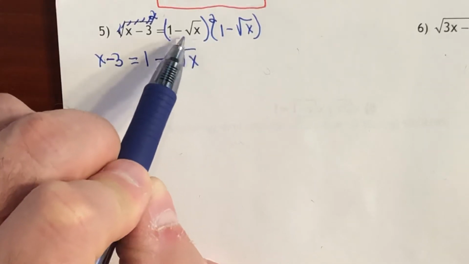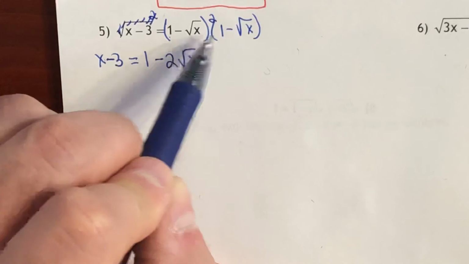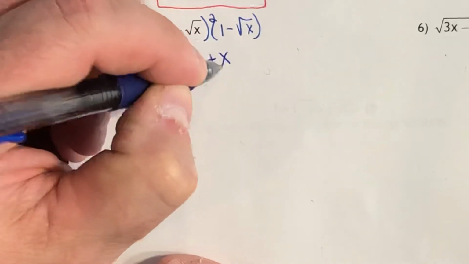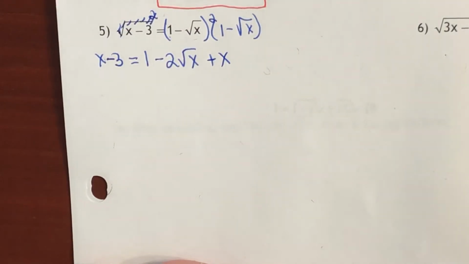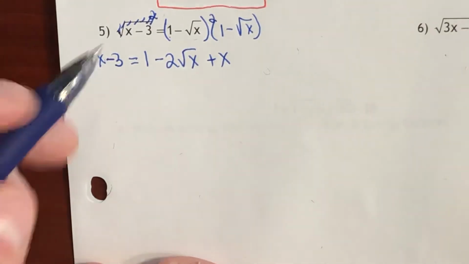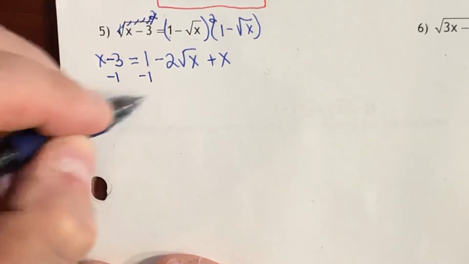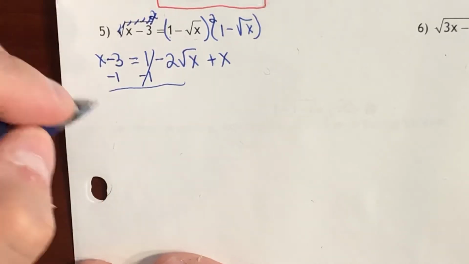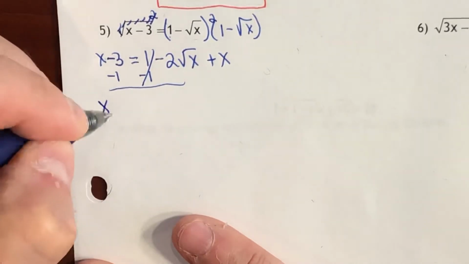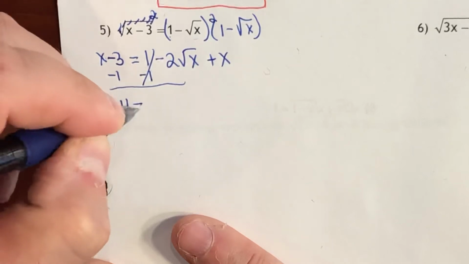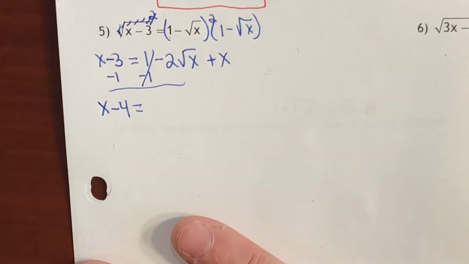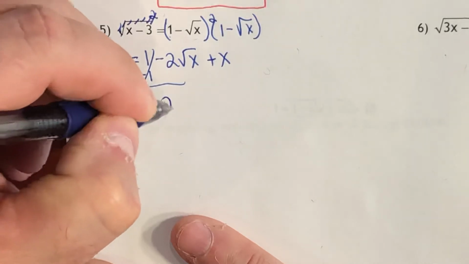All right, so here we go. Negative times negative will be positive. Square root of x times square root of x is going to be an x. And remember, it's positive. So there's where we're at this point. So I think what I want to do is move this 1 over to this side by subtraction. So now I have x minus 4 on the left equals a negative 2 square roots of x plus x.